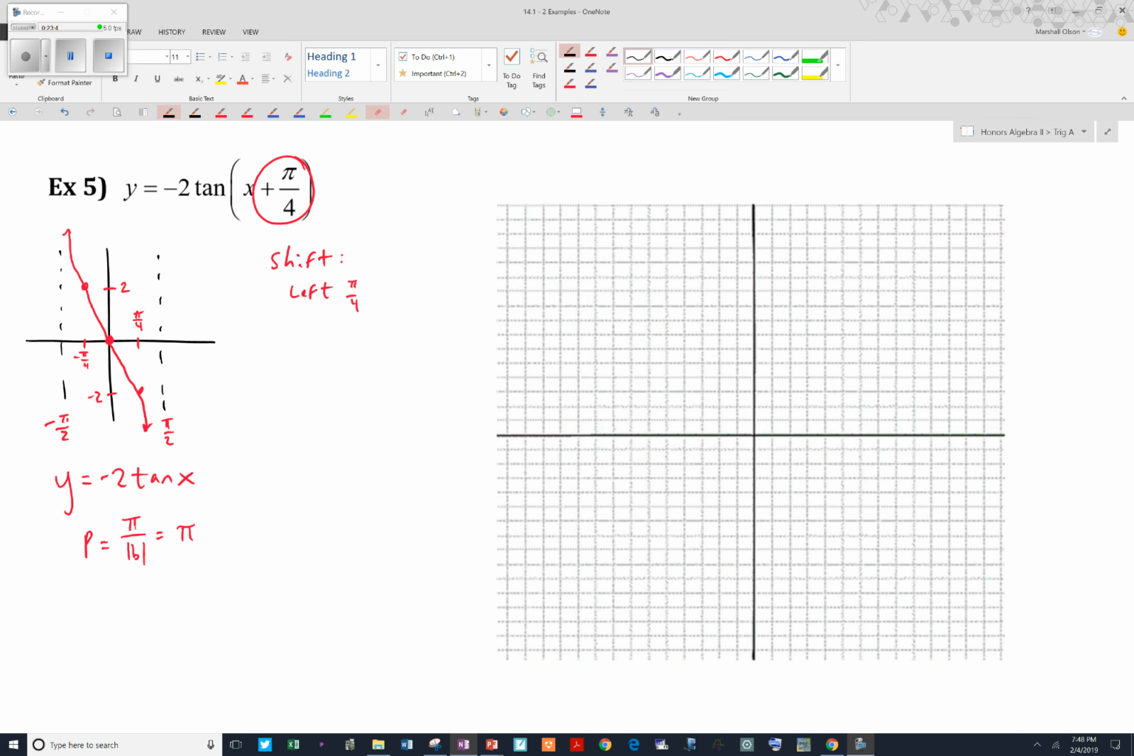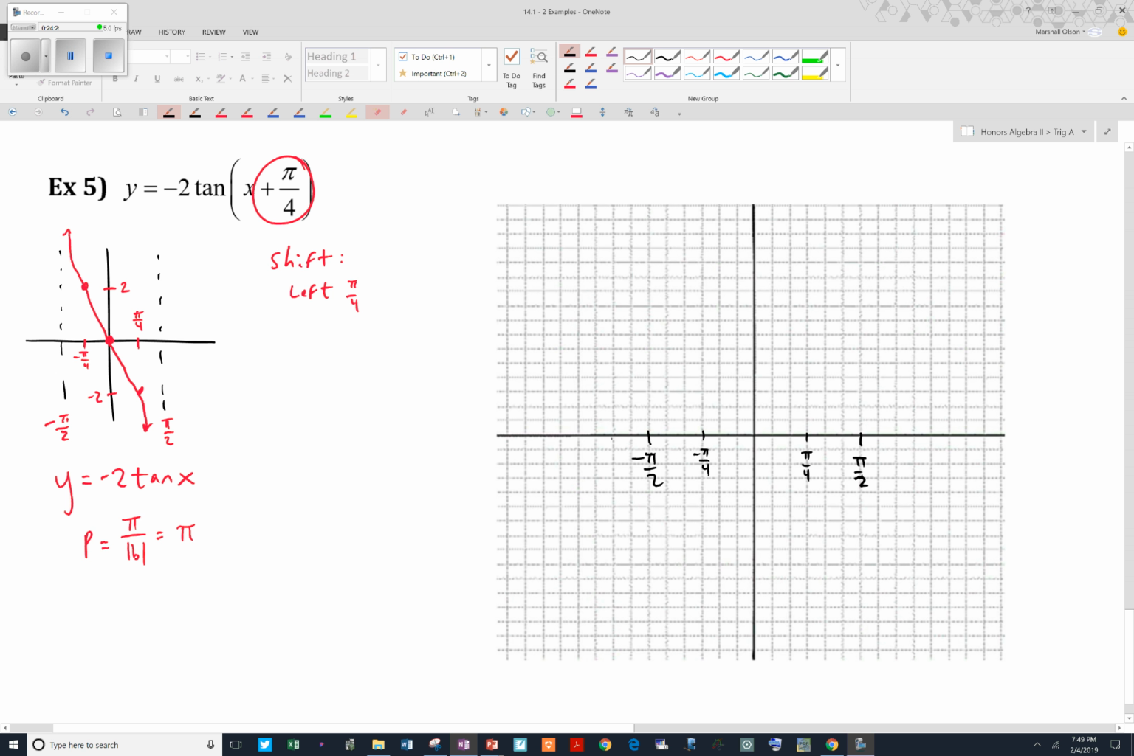So I'm not shifting up or down, which is nice in this one. So I just want to go out kind of an even number. 1, 2, 3, 4, 5, 6. I'm going to go with 6. So these points are where the asymptotes are right now, at the pi over 2 and negative pi over 2. So I went out an even number so I could easily find that negative pi over 4 and the pi over 4 right here.